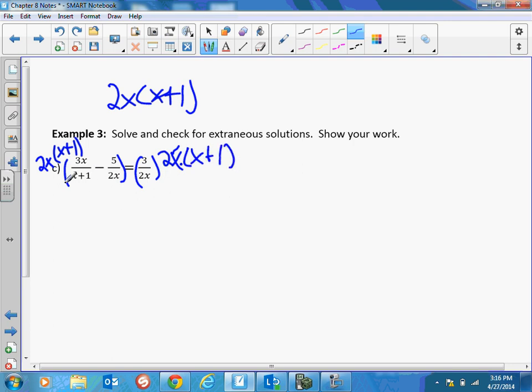So if we multiply this side by 2x parentheses x plus 1, the x plus 1 cancels out, so we end up with 2x times 3x, which is 6x squared. We multiply this by 2x, the 2x's cancel out, so let's cancel those out real quick. So we have negative 5 times x, which is negative 5x. And we have negative 5 times 1, which is negative 5. Make sure you account for that negative right there.